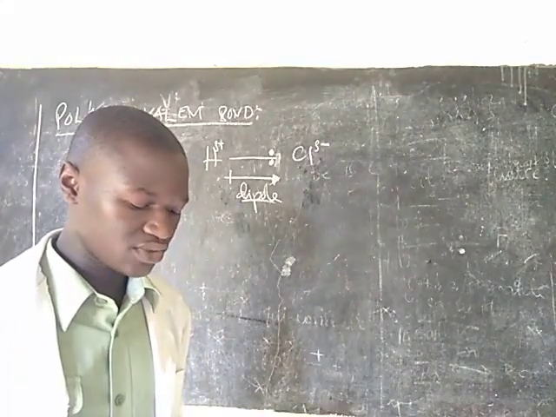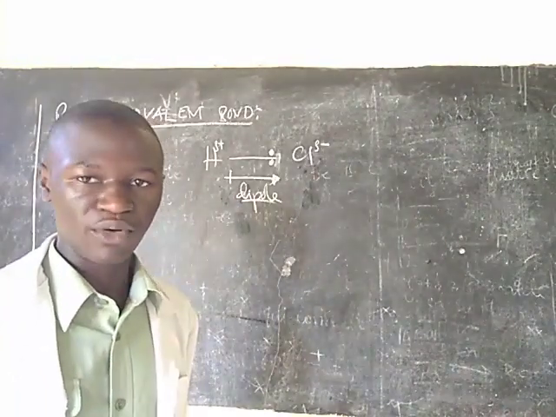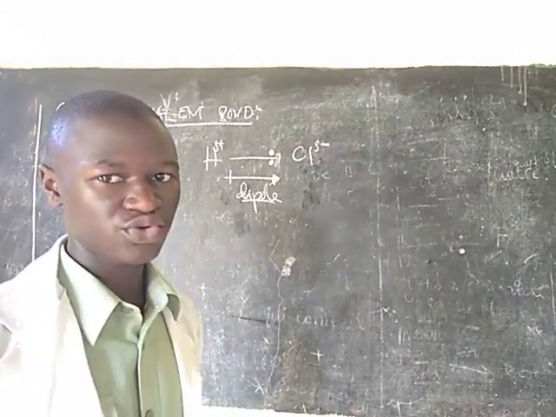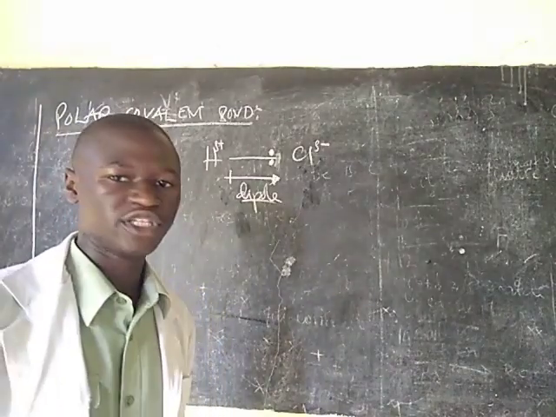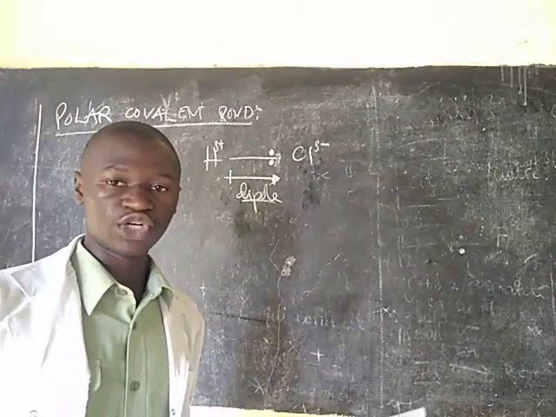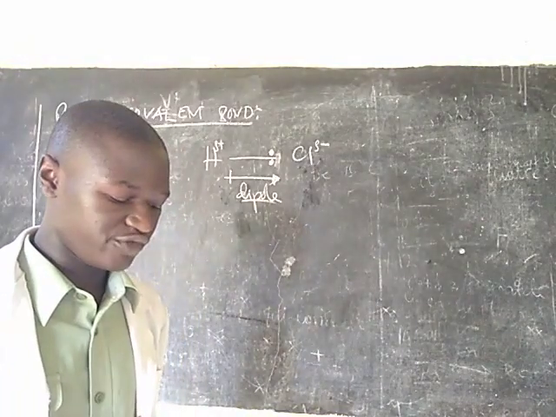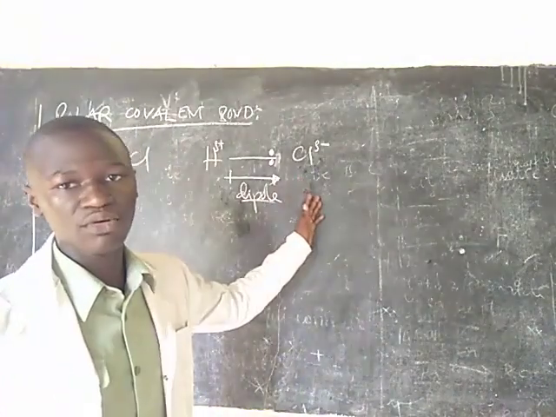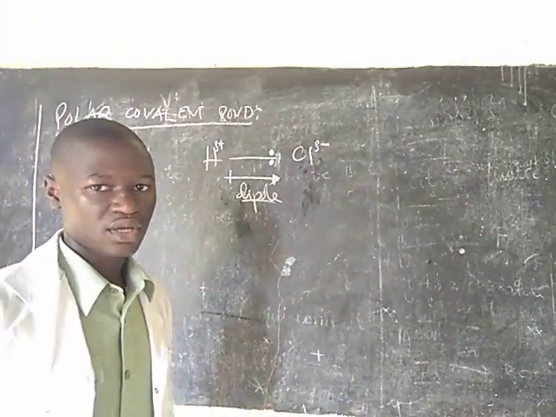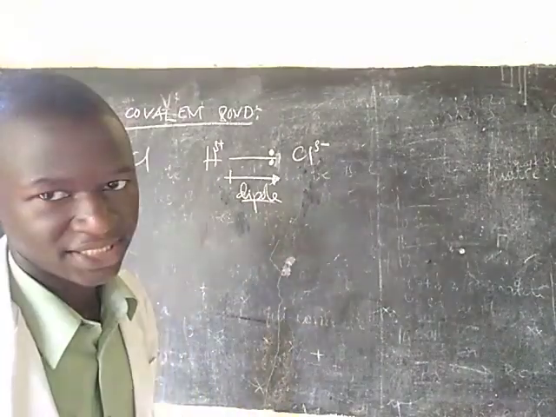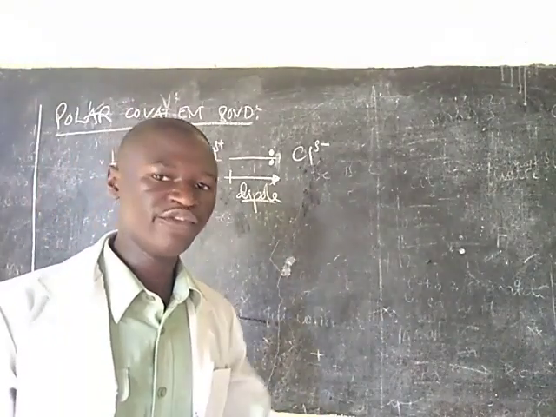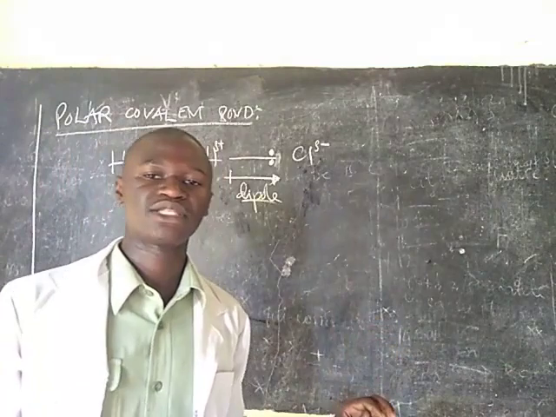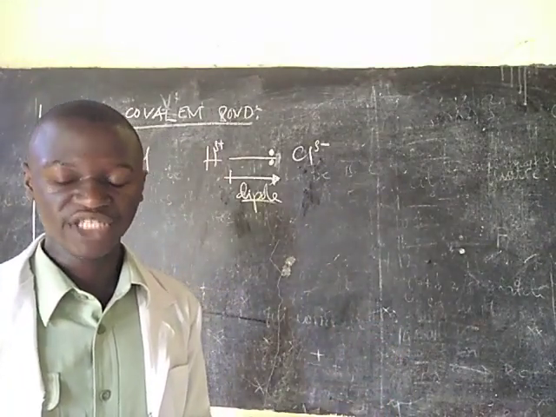Now, what are the conditions for the polar covalent bond to be formed? These questions are asked directly in the exams, so you must understand them. The first condition is the difference in the electronegativity of the atoms. As you can see here, chlorine has higher electronegativity compared to hydrogen. Other examples include hydrogen fluoride and different elements and compounds which we shall see. So the first condition is that the combining elements should have different electronegativity.